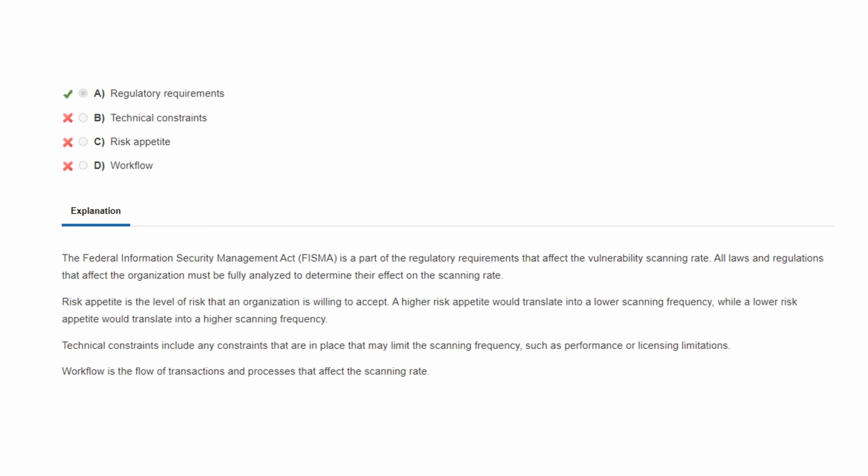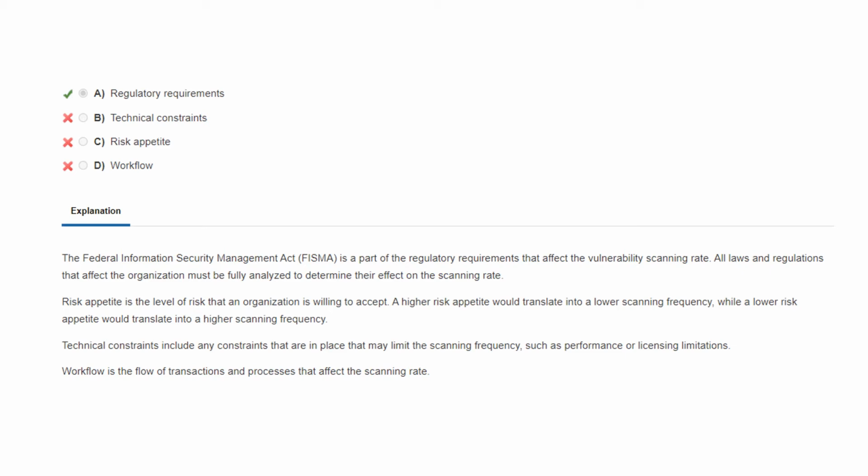The correct answer here is A, regulatory requirements. The Federal Information Security Management Act, FISMA, is a part of the regulatory requirements that affect the vulnerability scanning rate. All laws and regulations that affect the organization must be fully analyzed to determine their effect on the scanning rate.